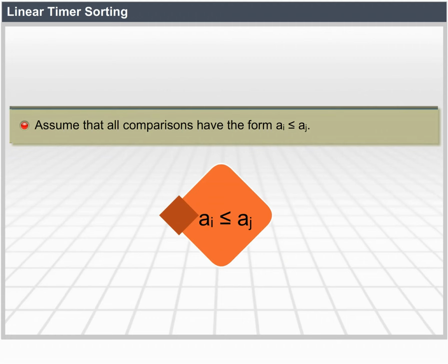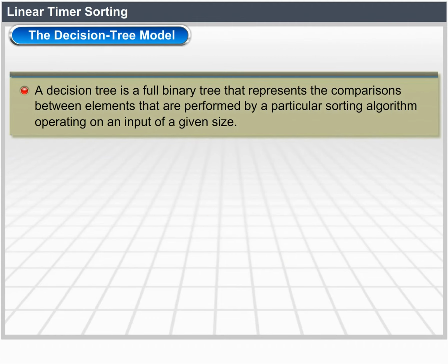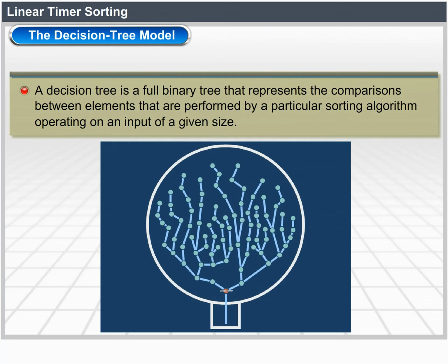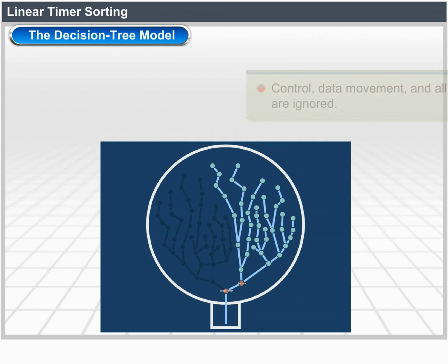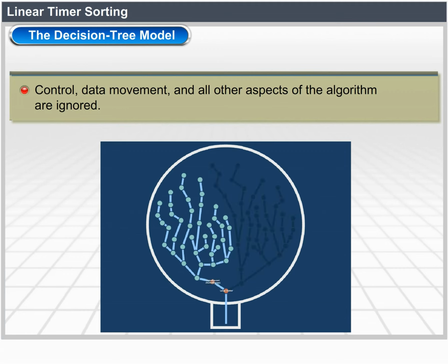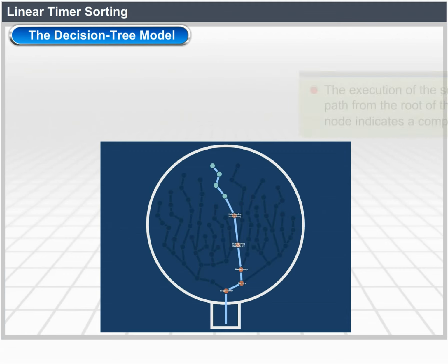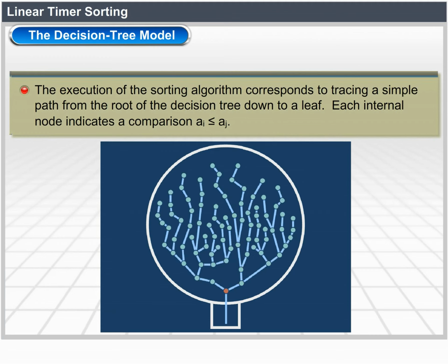The decision tree model. A decision tree is a full binary tree that represents the comparisons between elements that are performed by a particular sorting algorithm operating on an input of a given size. Control, data movement, and all other aspects of the algorithm are ignored. The execution of the sorting algorithm corresponds to tracing a simple path from the root of the decision tree down to a leaf. Each internal node indicates a comparison a_i less than or equal to a_j.